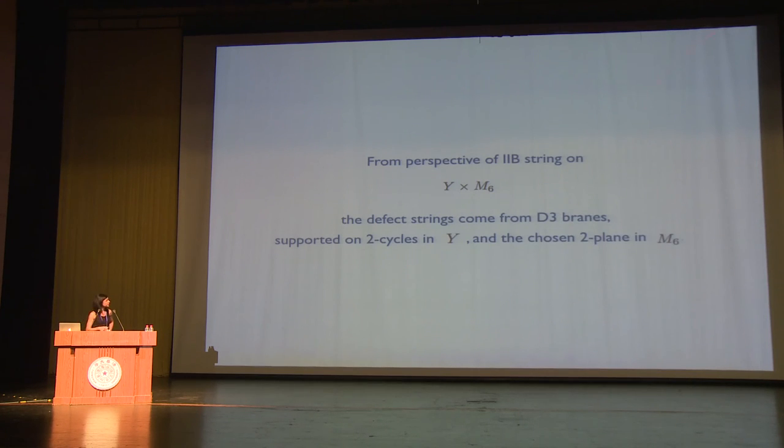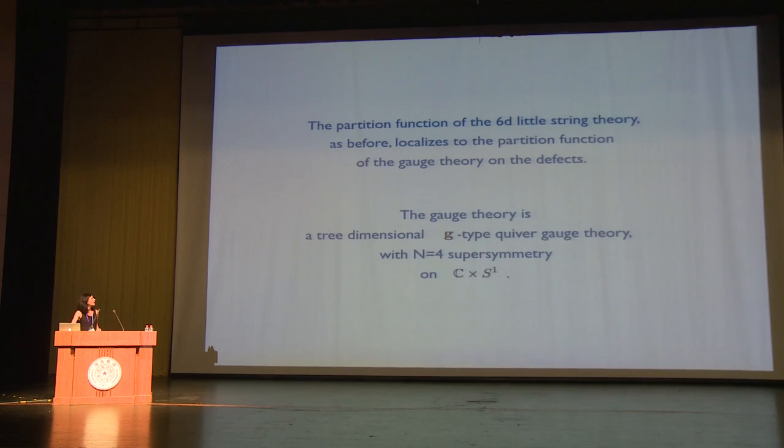So from the perspective of type IIB on Y times M6, the defect strings come from D3 branes that are supported on two cycles in Y and a chosen two-plane in M6, in R4. And as before, the partition function of 6D little string theory localizes to the theory on the defects. The theory on the defects is a gauge theory. It's a three-dimensional quiver gauge theory of G-type with N equals 4 supersymmetry on C times S1. The extra circle arises in the same way as before.